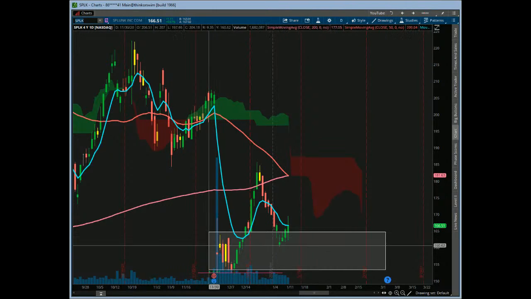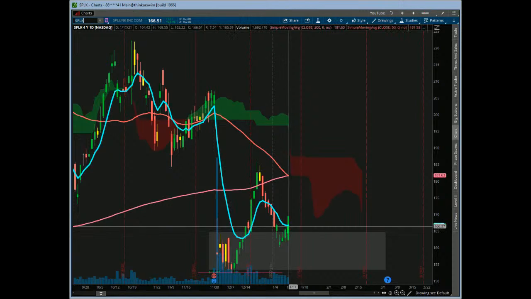So Splunk, remember it had that big gap down and then it had that breakout out of the range and got follow-through to the upside. Now it's starting to come back to the range again and hold it as support. We'd like to see a little more volume on it, but it looks like it's trying. Let's see if we can get and stay above the ADMA on that one.